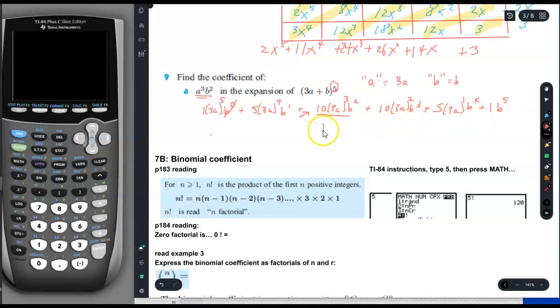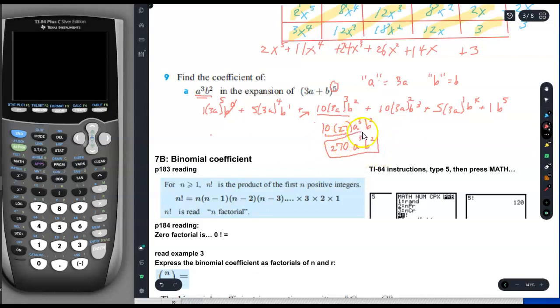So it's going to be 10. And then the 3 cubed a cubed is going to be, 3 cubed, by the way, is 27, a cubed b squared. I'm almost done. I do need to combine the 10 and the 27, simplify that, and multiply them together. So my coefficient is going to be 270 a cubed b squared.